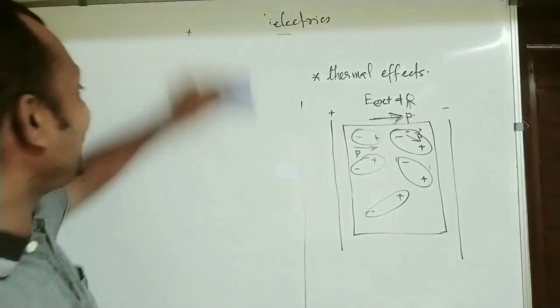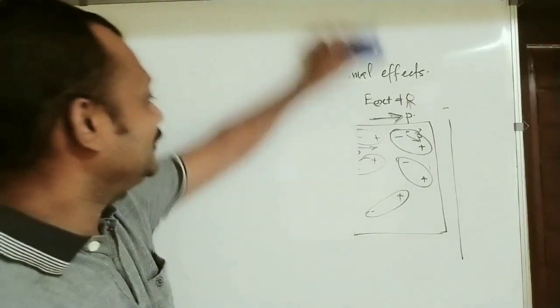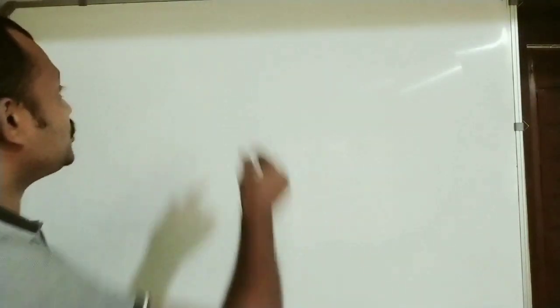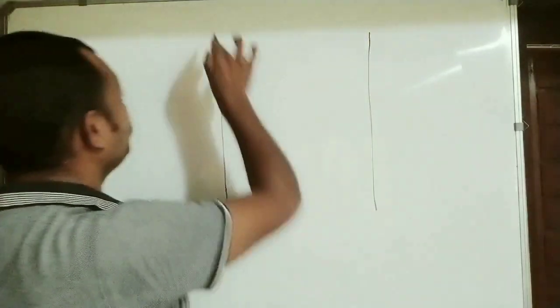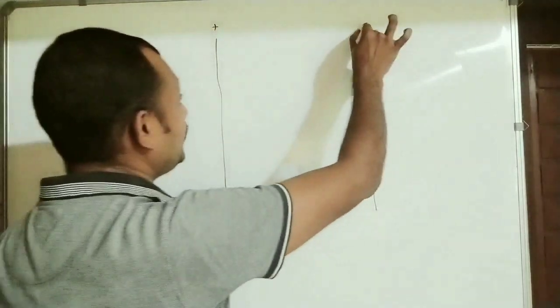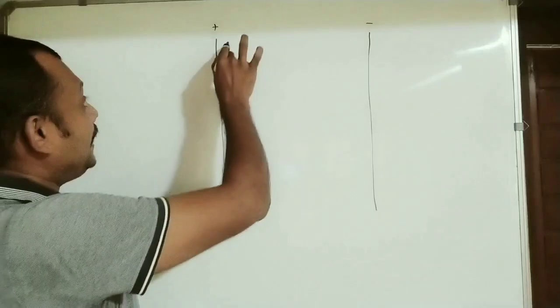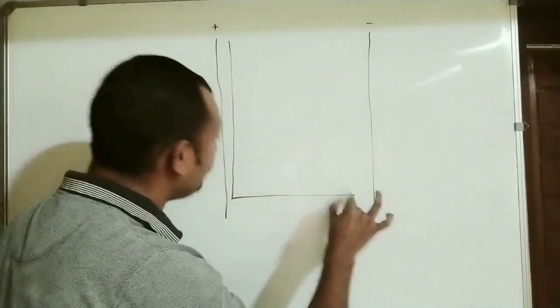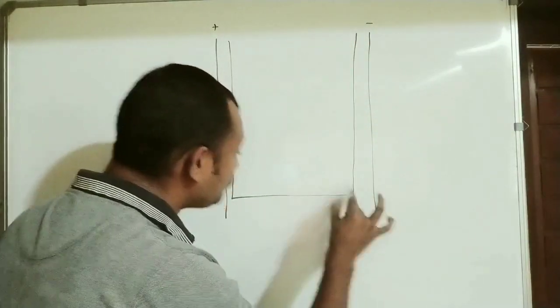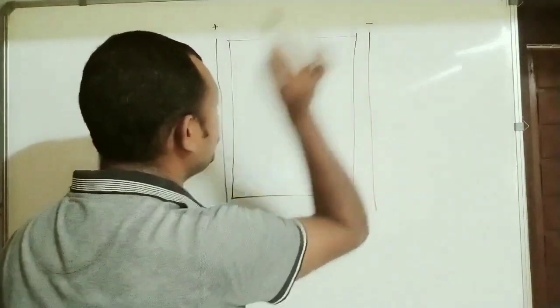So this is the idea I can give regarding the behavior of non-polar dielectrics and polar dielectrics. Now the next thing I'm going to discuss is the behavior of a dielectric in the presence of an external field. As I said, this is a positively charged plate, this is a negatively charged plate, and a small volume of the dielectric is placed between them.